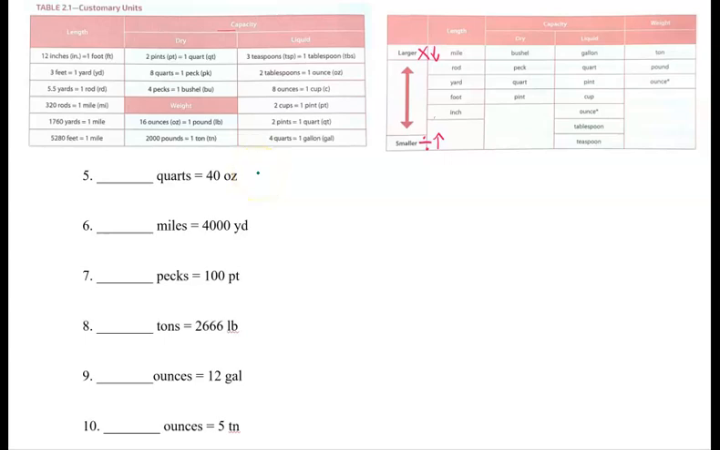Number 5 asks us how many quarts are in 40 ounces. Because we're going from ounces to quarts, we're going from a smaller unit to a larger unit. Therefore, we're going to divide. And then from there, we need to figure out what our conversion factor is. So we're going to look up here on the left chart, the right side, at this section right here, ounces to quarts.